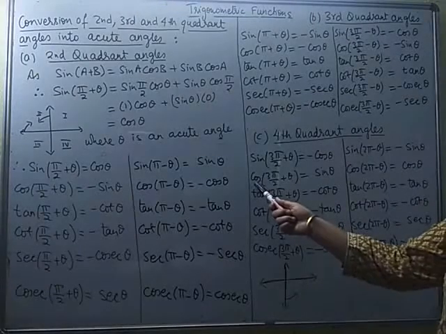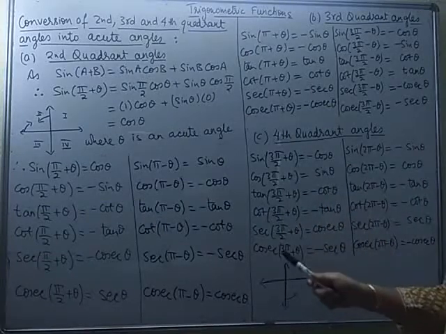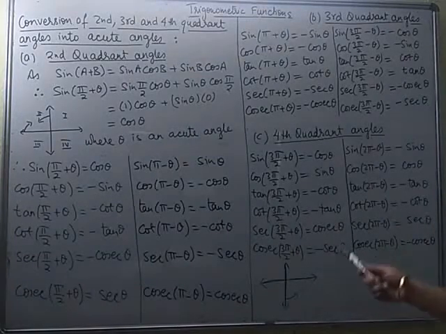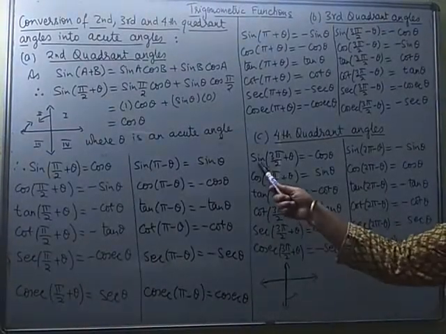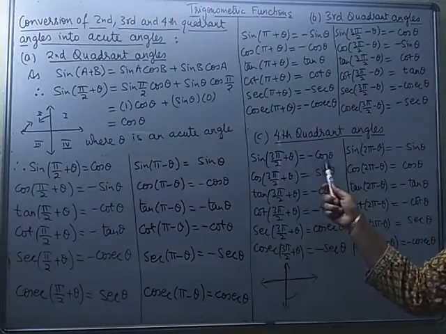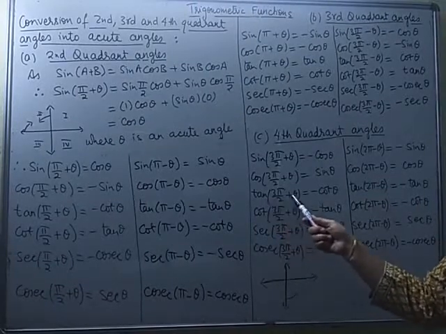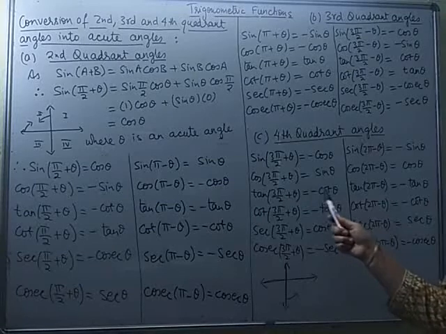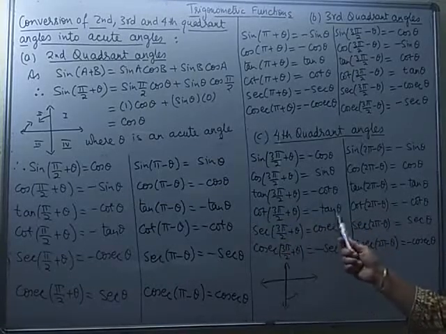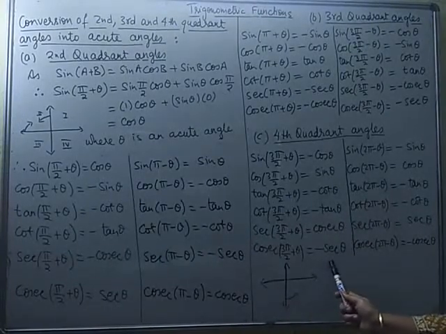And in the fourth quadrant, only sec and cosine functions are positive. So you can see cos 3 pi by 2 plus theta became plus sine theta. In the same way, sec 3 pi by 2 plus theta became plus cosec theta. Rest all are becoming negative. Sine in the fourth quadrant is negative, so sine 3 pi by 2 plus theta is minus cos theta. Tan in the fourth quadrant is negative, so tan 3 pi by 2 plus theta is minus cot theta. In the same manner, cot 3 pi by 2 plus theta is minus tan theta, and cosec 3 pi by 2 plus theta is minus sec theta.